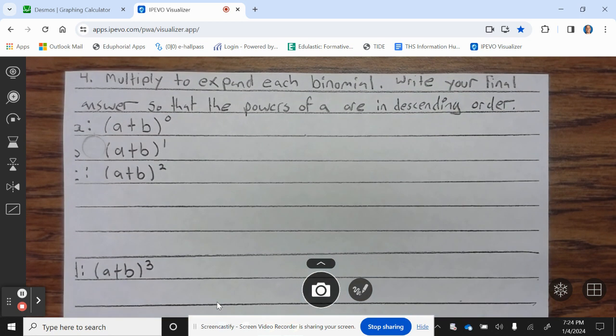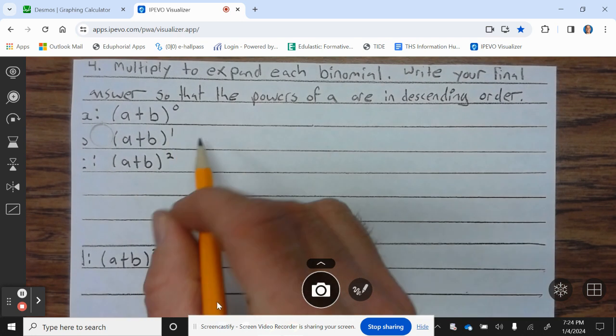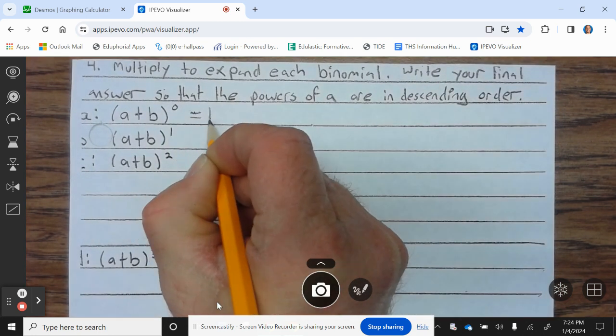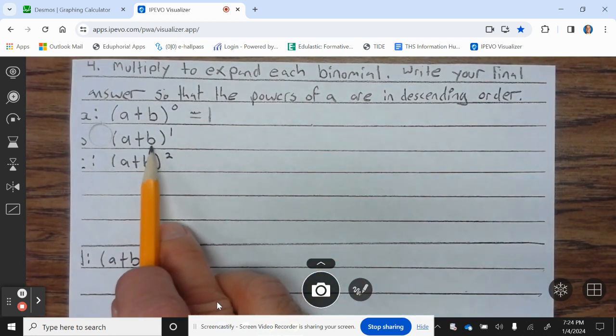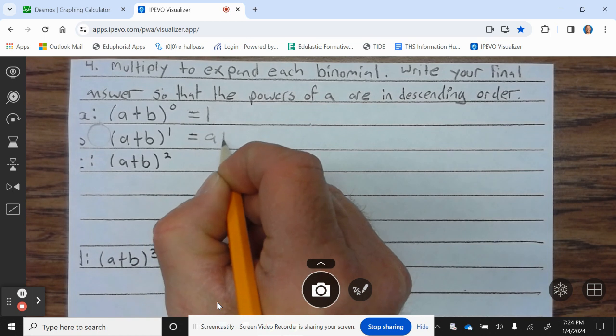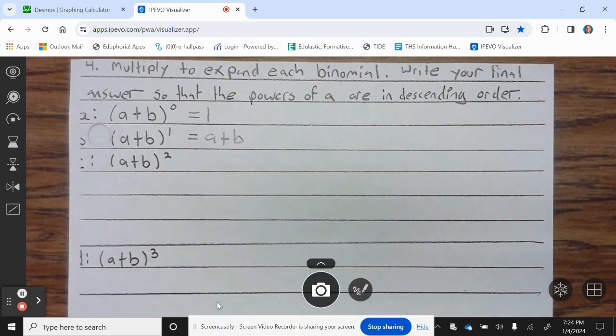4. Multiply to expand each binomial. Write your final answer so that the powers of a are in descending order. Anything raised to the 0 power is equal to 1. Anything raised to the 1 power is itself, so this is a plus b.